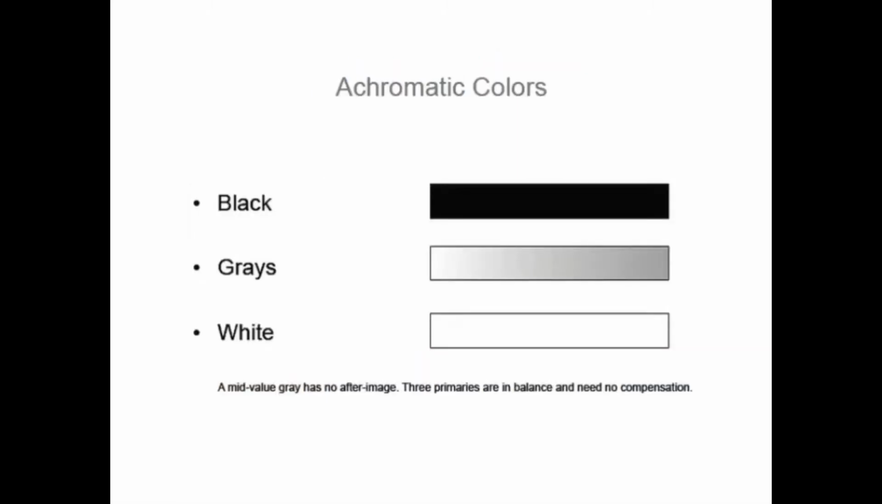We've already had a brief discussion about the idea of black, white, and gray being achromatic, meaning without chroma. A mid-value gray does not create an after image. It is entirely balanced. The after image of black is white, the after image of white is black. A mid-value gray has nowhere to go. It's totally in balance. You need no compensation for it.